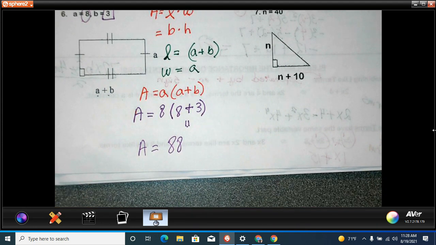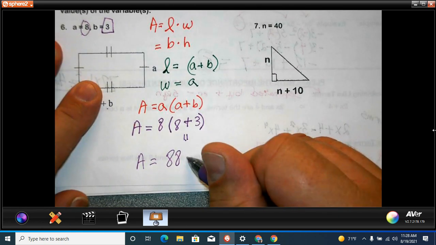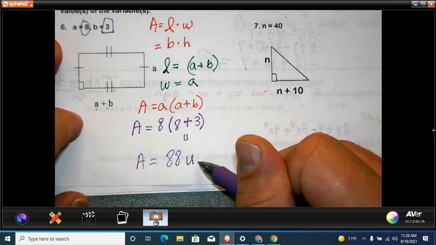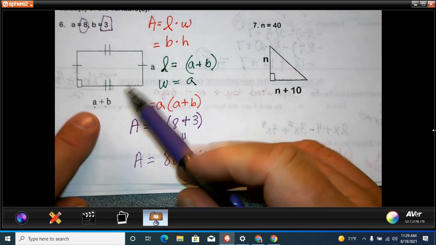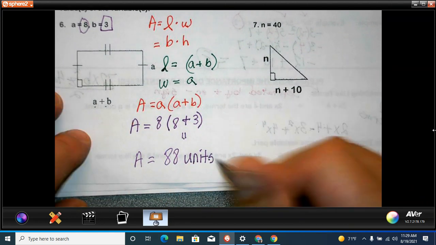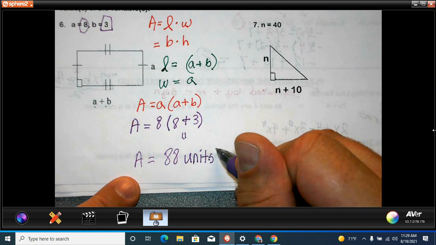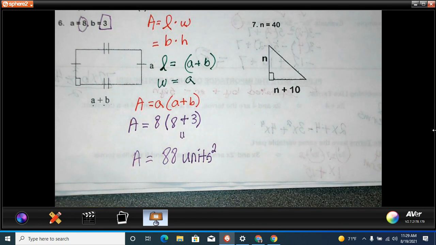Okay, again, in Algebra 2, we would like for you guys to start using labels consistently. There are no labels here. There's no feet or inches, so we'll just call it units. And area is always going to be squared units, right? Perimeter is going to be to the first power. Volume is always going to be third power, right?